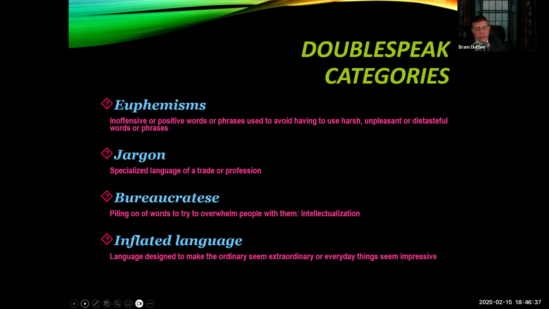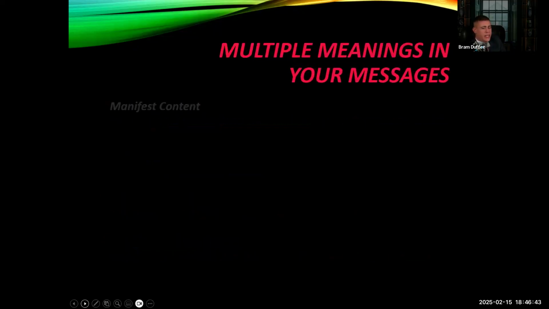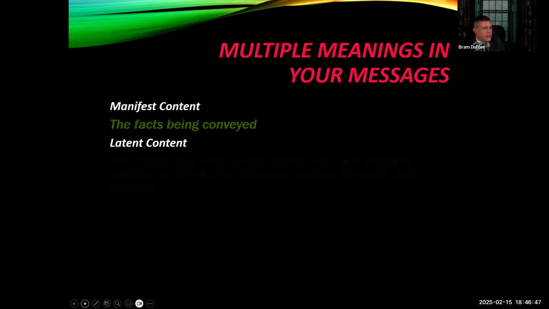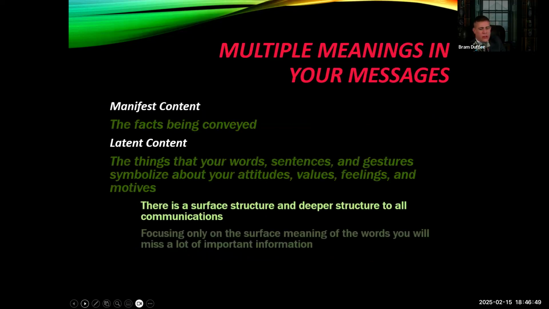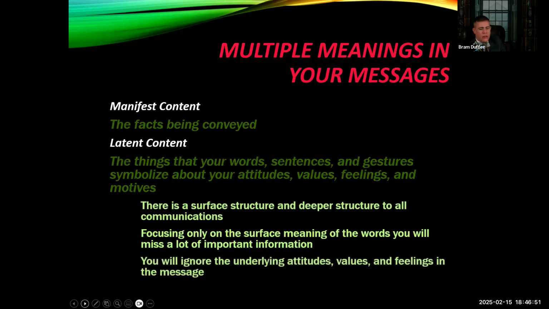So to go along with this, multiple meanings in your messages, I want to get into the whole slide for you to see. There we are. When we communicate, there's always more than meets the eye, or, well, in this case, the ear, because we're talking about what we hear.